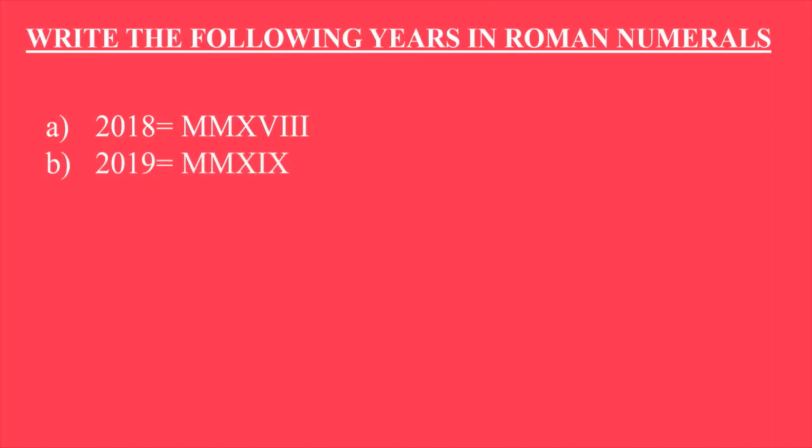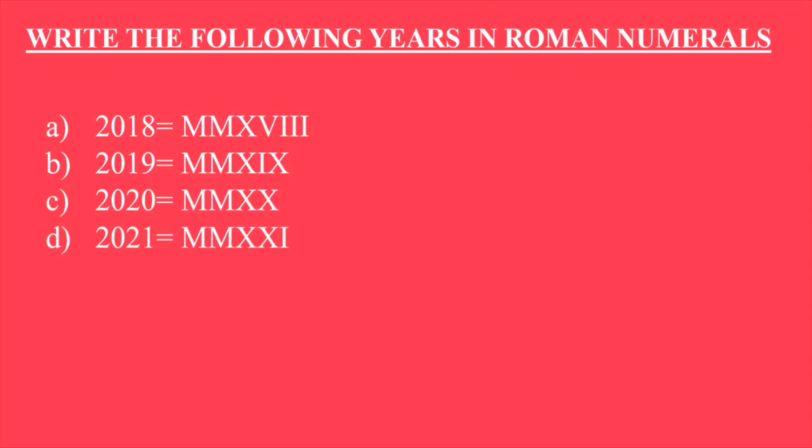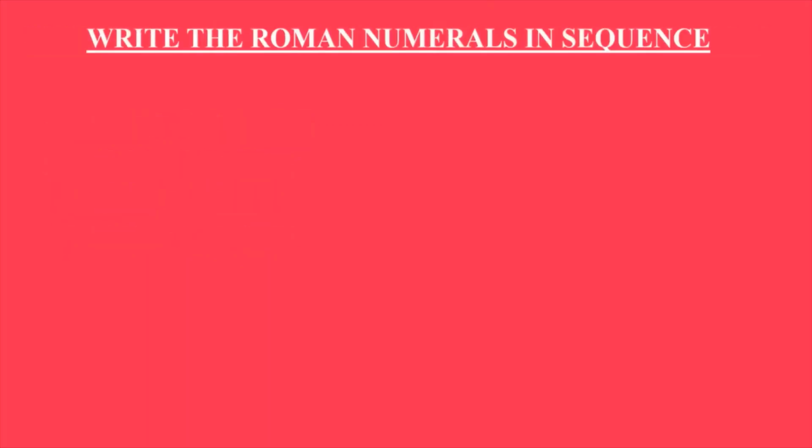Next one, 2019. So again 2000 you write it as MM, X is 10 and 9 you know how to write, IX. 2020, MMXX. 2021, the present year, MMXXI. Now you have to write the Roman numerals in sequence 10 to 15.